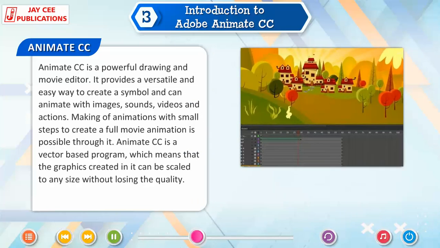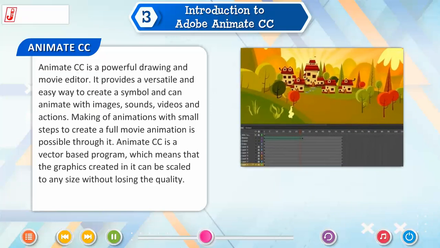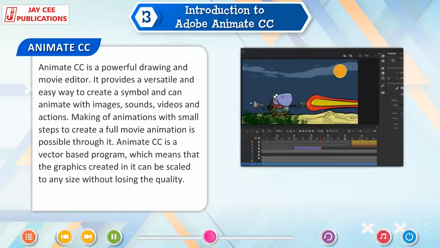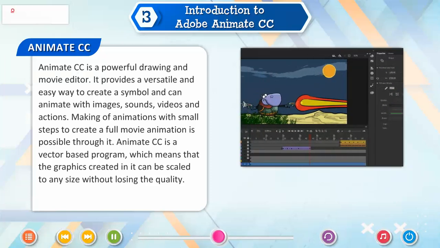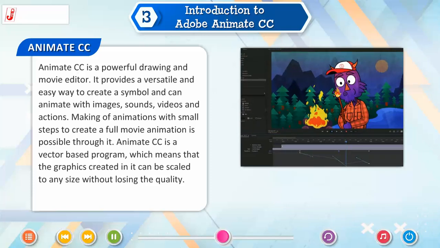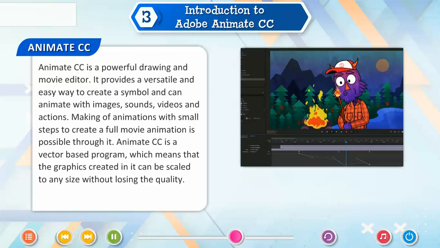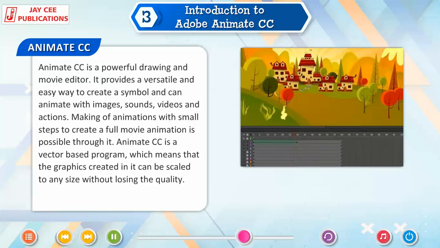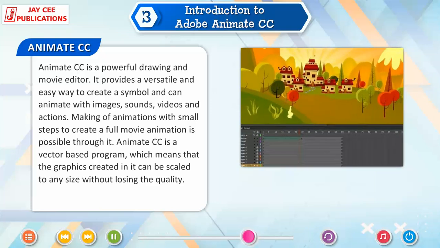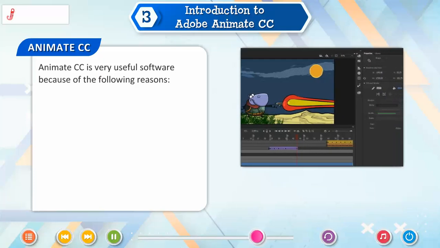Animate CC is a powerful drawing and movie editor. It provides a versatile and easy way to create a symbol and can animate with images, sounds, videos, and actions. Making of animations with small steps to create a full movie animation is possible through it. Animate CC is a vector-based program, which means that the graphics created in it can be scaled to any size without losing the quality. Animate CC is very useful software because of the following reasons.